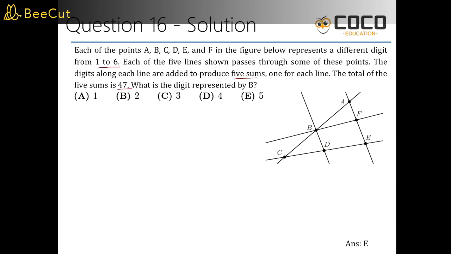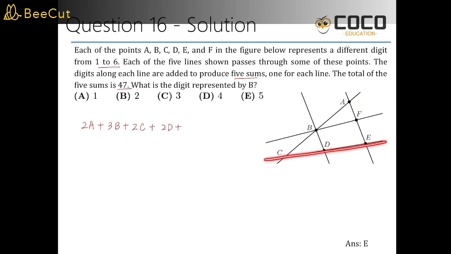So let's check for A, how many times is A added? A is included in this straight line and this straight line. So A is added twice, we have 2A. Then for B, it is in 3 straight lines, so this is plus 3B. Then for C, it is in 2 straight lines, so 2C. For D, 2D.